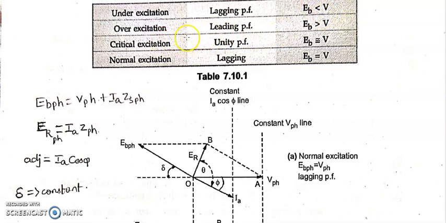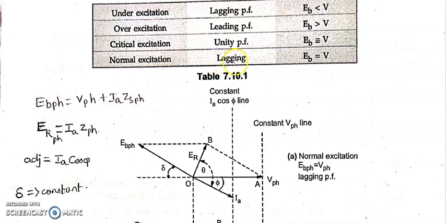For over excitation, you can see the power factor will be a leading power factor. Now obviously IF will be greater, and you can see EB is greater than the V phase. In critical excitation, you can call it unity power factor. Here EB will be approximately equal to V. We neither increase nor decrease; we set the value in such a way that the power factor will be equal to 1, that is phi will be equal to 0, cos 0 is 1. So in that case, EB will be approximately equal to V.